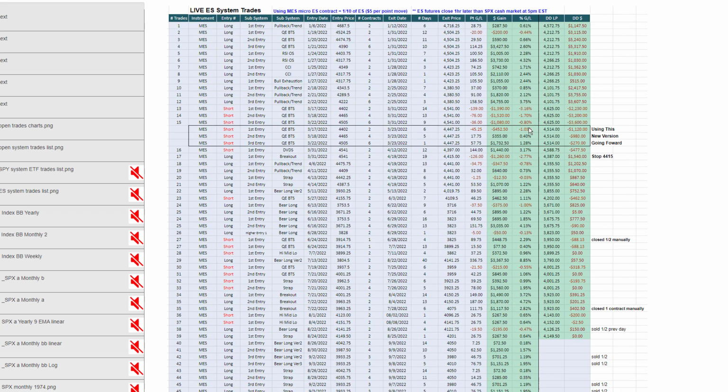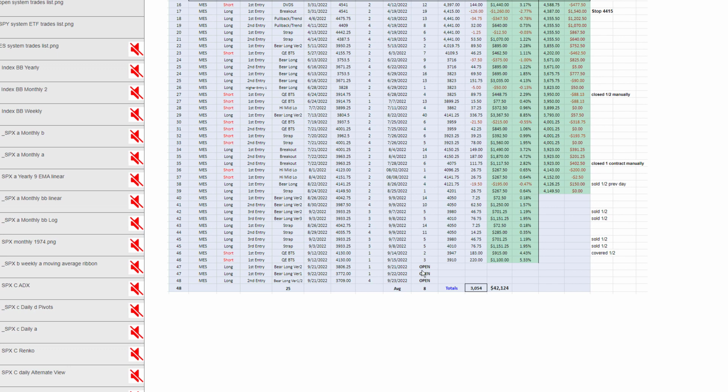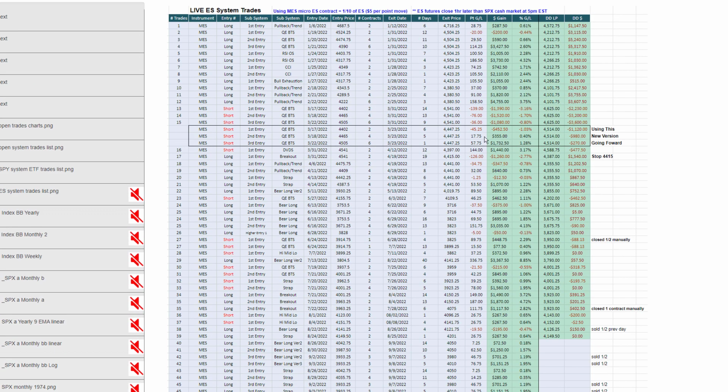Next, image number 9 shows you the trade list for ES. And you can see the active trades here. The ES would be up 42,000 if you took these trades. We actually do MES, which is the micro contract, which is 1/10 of ES, so $5 per point move, basically. Okay. All right, let's move on from the systems.